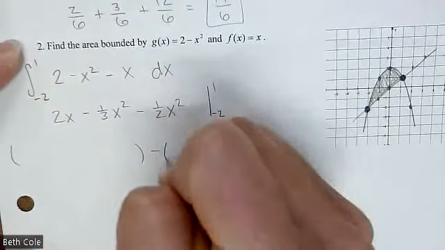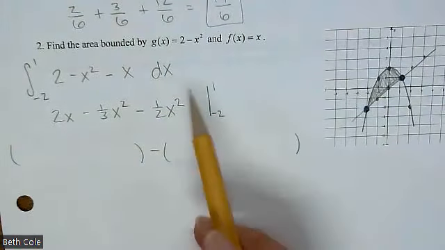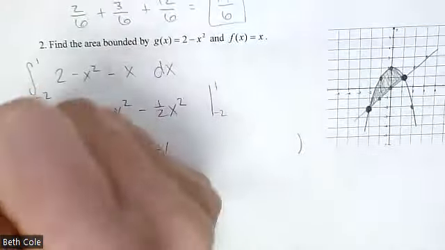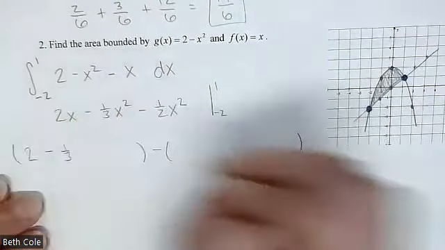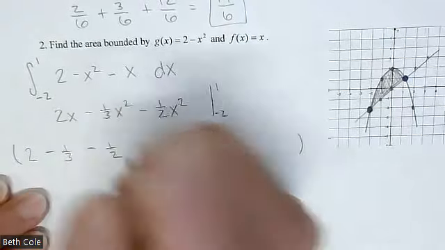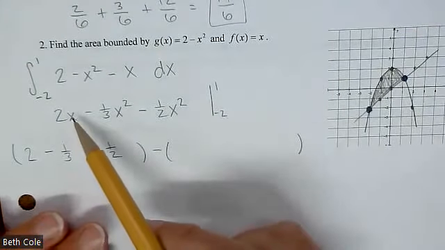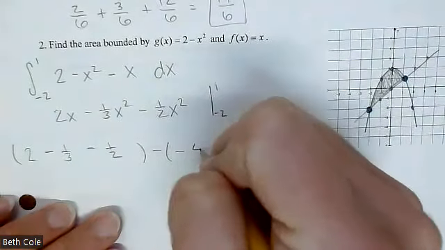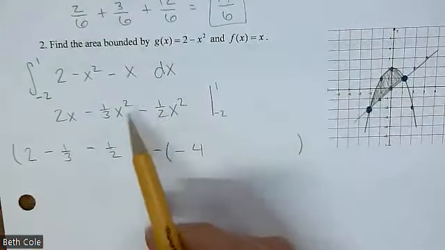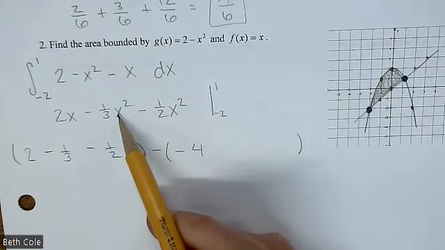All right, so upper minus lower. Let's plug in 1. If you plug in 1, you're going to get 2 minus a third minus a half. Good. And if you plug in -2, you're going to get -4. What is that going to be? -2.